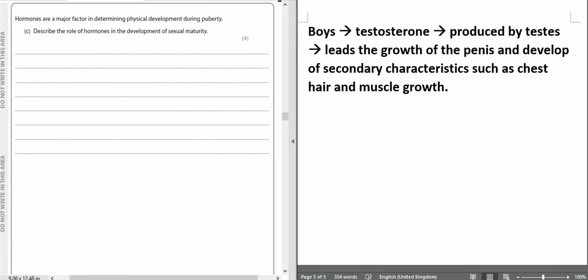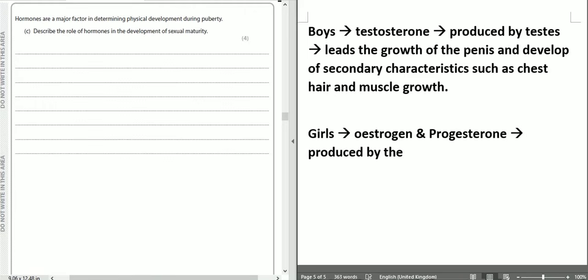So we've got the hormone identified, testosterone, where it's produced, and that it leads to the growth of the penis and development of secondary characteristics. For girls, again, we're thinking about physical development. So the hormones for girls are estrogen and progesterone. So they're the main hormones for girls. They're produced by the ovaries.